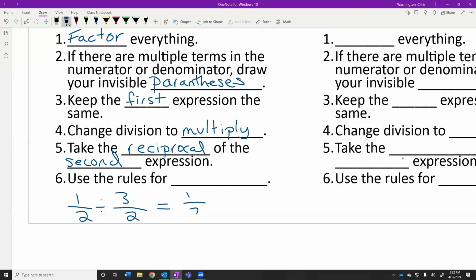That would look something like this: 1/2 times 2/3. Once we change it to multiplication, we can follow the rules for multiplying. The 2's cancel out, and we get 1/3.